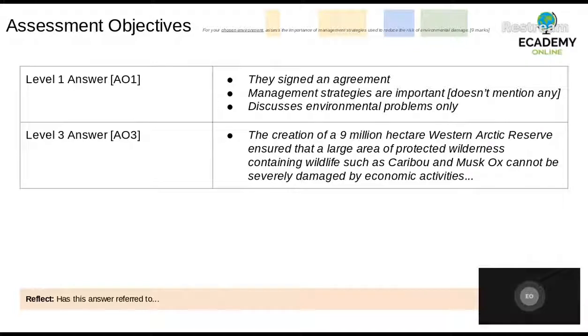You've got to make sure that you are writing specific things, not just writing broad statements like they signed an agreement, or management strategies are important, without actually mentioning any.